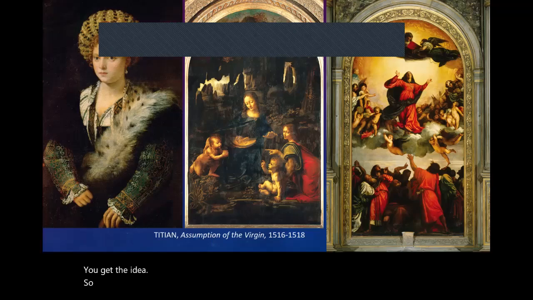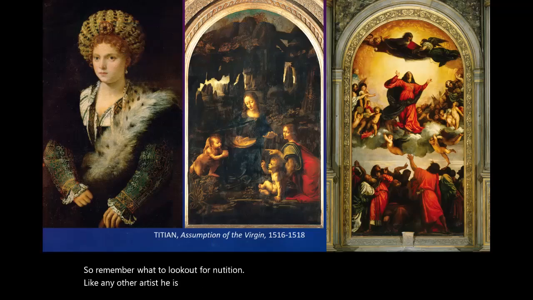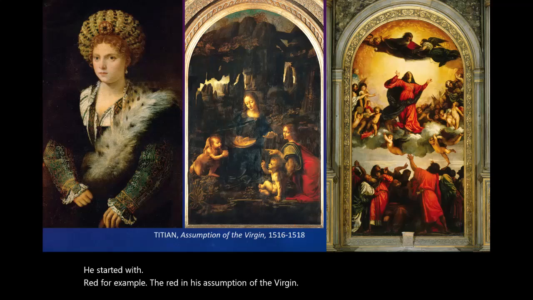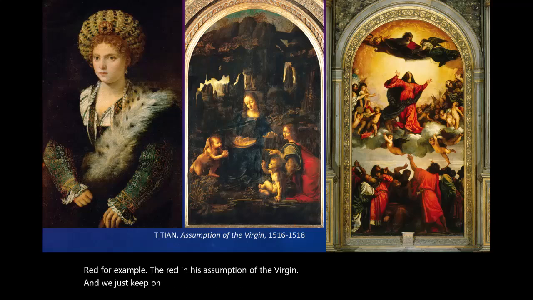So remember what to look out for. Now Titian, like any other artist, is getting church commissions, private commissions, like Isabella d'Este, great artistic patron herself to rival any pope, any Medici. And you can see how his work, it's said that he started with red, for example, like the red in his Assumption of the Virgin, and would just keep on painting, piling on that red pigment. A visitor to his studio is said to have reported, until it was red enough.